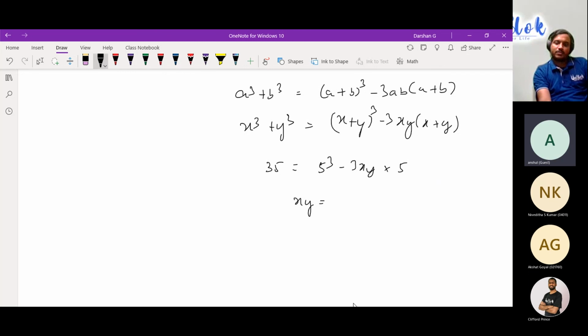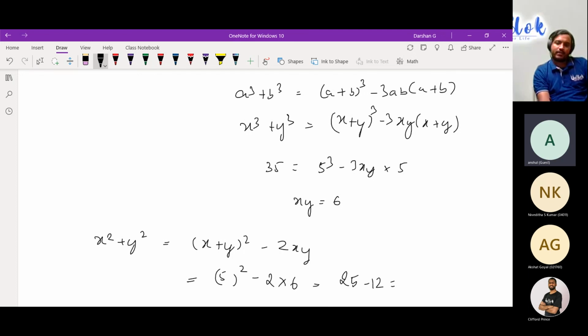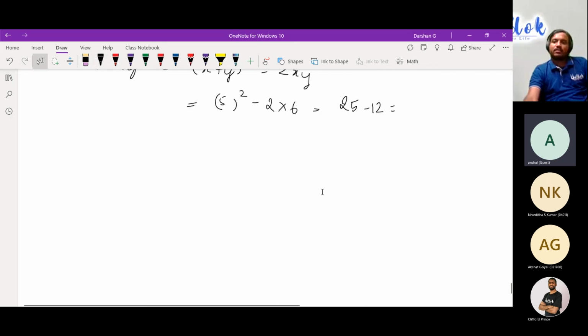So xy will be equal to, Nivedita? xy equals 6. Akshat, I hope you got it. Yes, I'm doing it. Then the x square plus y square formula is x plus y the whole square minus 2xy. So you have to just know the inverse formulas. If you know the inverse formulas, it's easy. 25 minus 12 is 13.